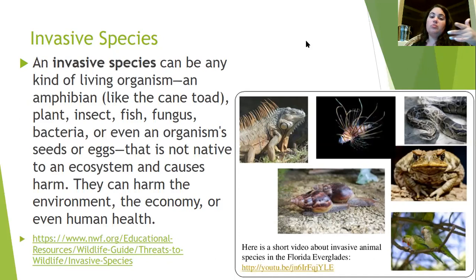Lionfish are harming our ecosystem, our aquatic ecosystems, marine ecosystem, because they eat things that are not meant for them, so they stay alive. But then there's nothing that eats the particular lionfish, and so the lionfish will continue to multiply without being eaten. Burmese python, the same thing. Iguanas were also invasive, and they eat a lot of the shrubs and plants that are important in our ecosystem. So they are also disrupting the ecosystem.